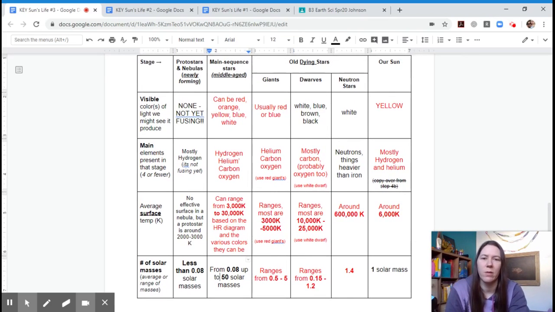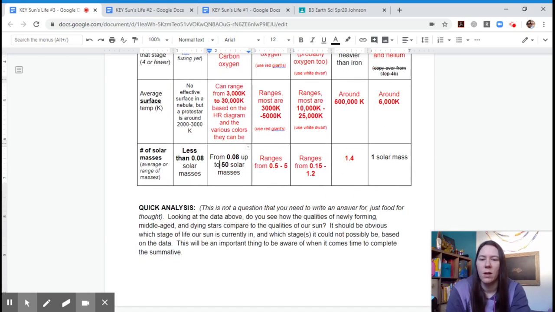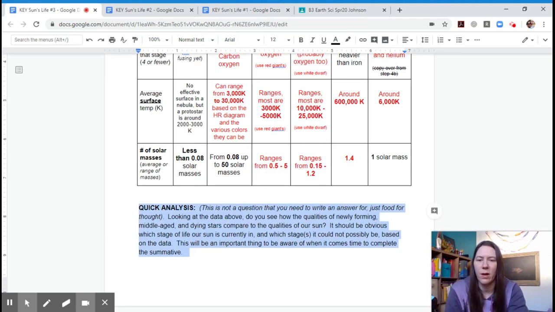So looking at the diagram, again, the goal would be to be able to use the data to prove what kind of star our sun is. And here's our sun compared to all the others. And I think it turns into something that's fairly obvious once you have it all laid out in this form. And then this bottom question, again, this was for you guys, just food for thought.